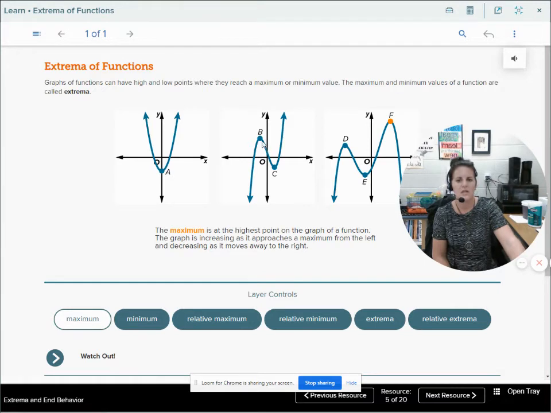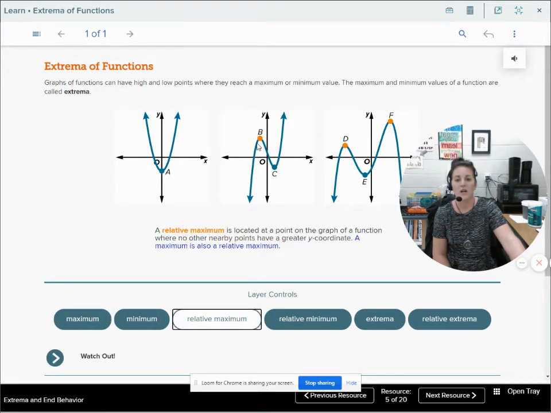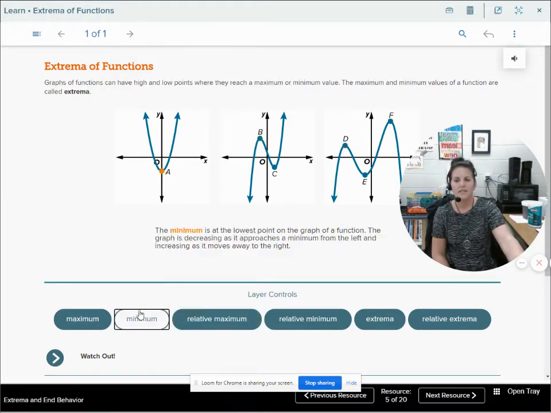If we look on either side of it, it is the highest point, but it's not truly a maximum because if you look, this graph extends forever and ever and ever up this direction. So we can see that it's getting higher and higher and higher. However, it's a relative maximum because in regards to the points on either side of it, it is the highest point. Same thing with minimum.